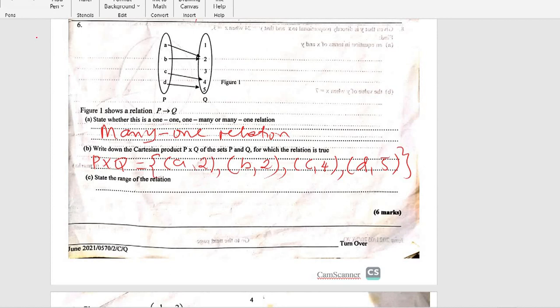Then state the range of the relation. Take note that when we have a relation, the range is the set of images. So what will be the range? The range is a set. We have here 2, we have 4, and 5. That's a set of images. That is the range.